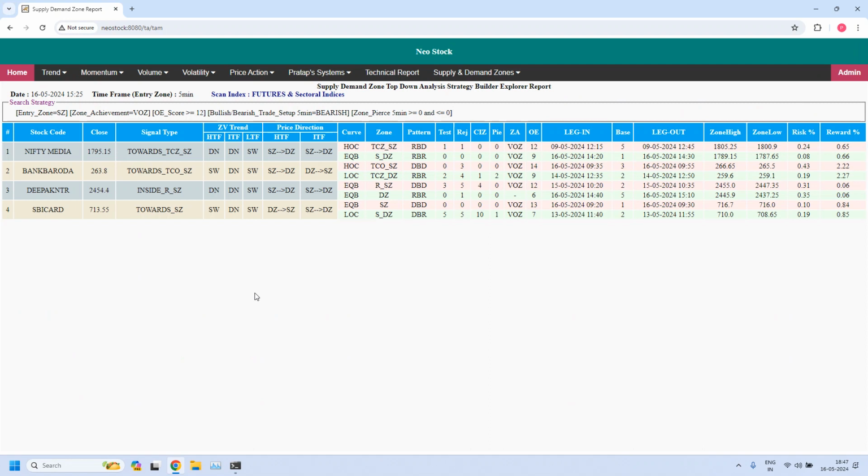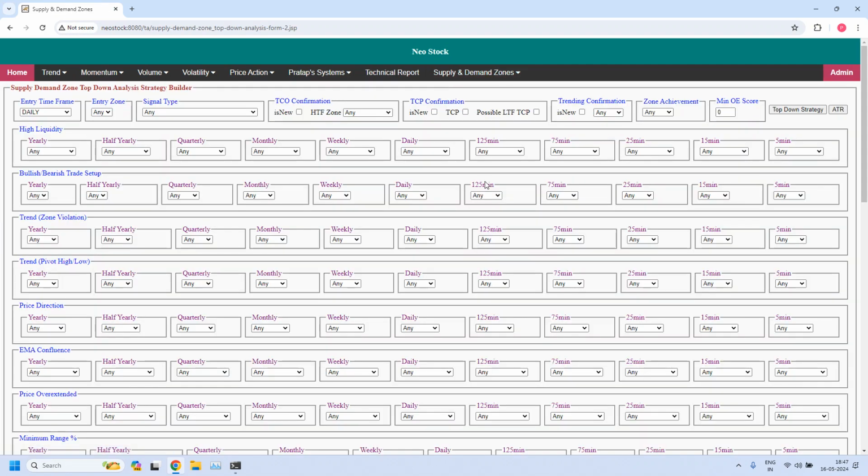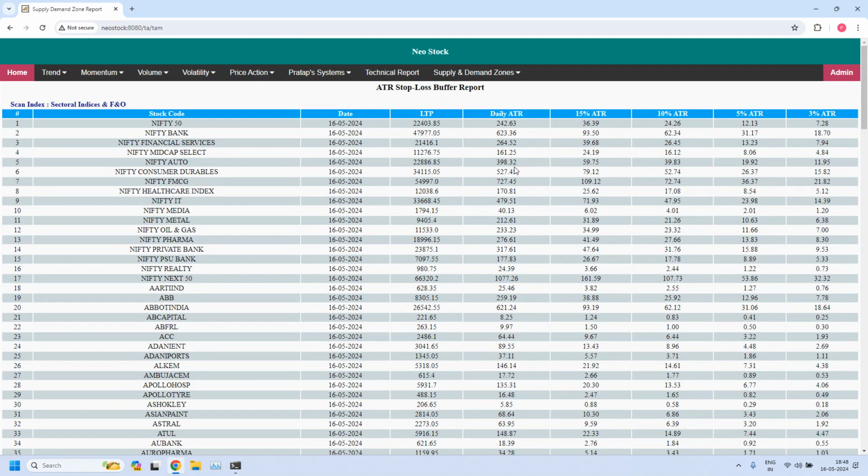In the last report, let us generate the stop buffers based on daily ATR. So this is the daily ATR I am generating. So these are the stop buffers. This is the column daily ATR, and 5% ATR you have to use for daily income trade. 3% ATR you have to use for hourly income trade.